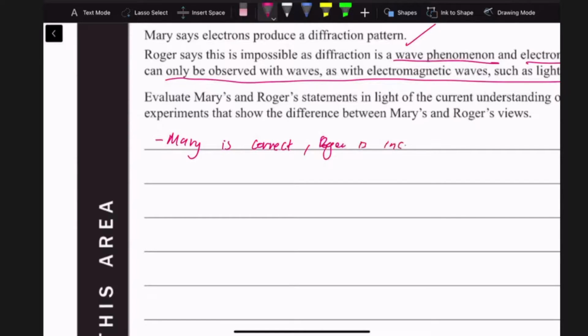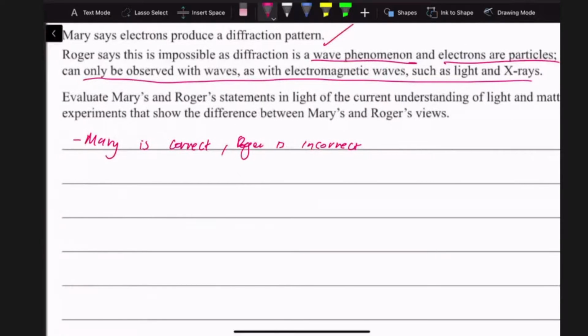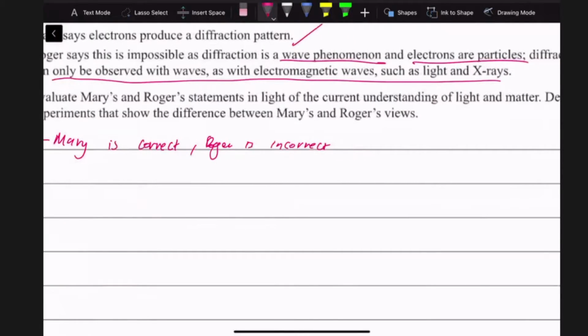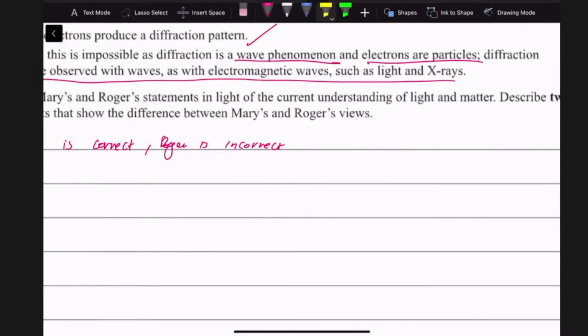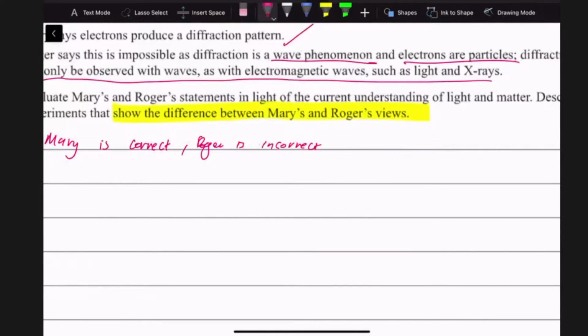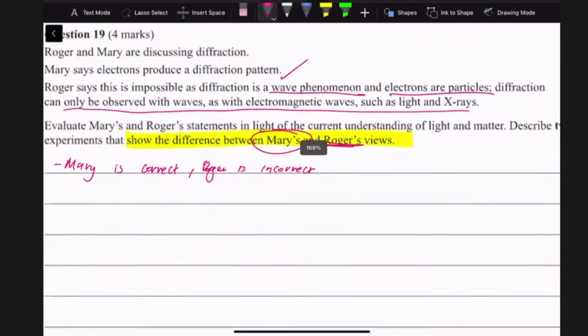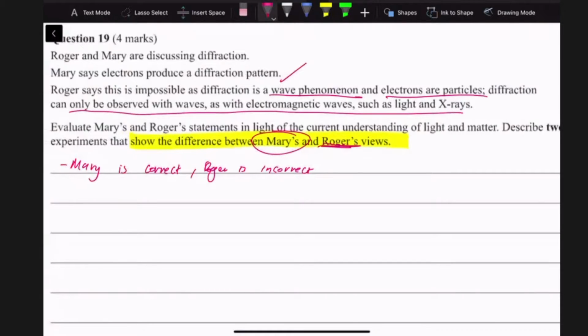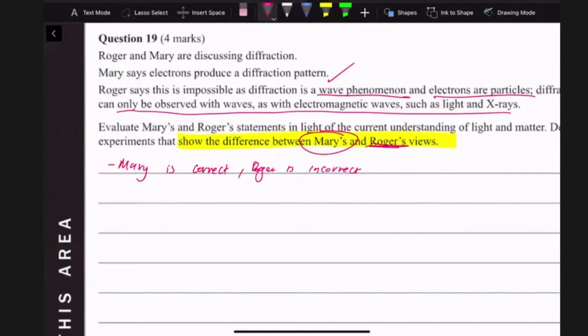Roger is incorrect. I think the question's worded a bit weird. It's asking to describe two events that show the difference between Mary and Roger's views, but the answers actually only wanted you to explain why Mary was correct. You didn't have to provide an experiment where electrons didn't act as waves. So you didn't have to write that much. They just wanted you to explain why Mary is correct.